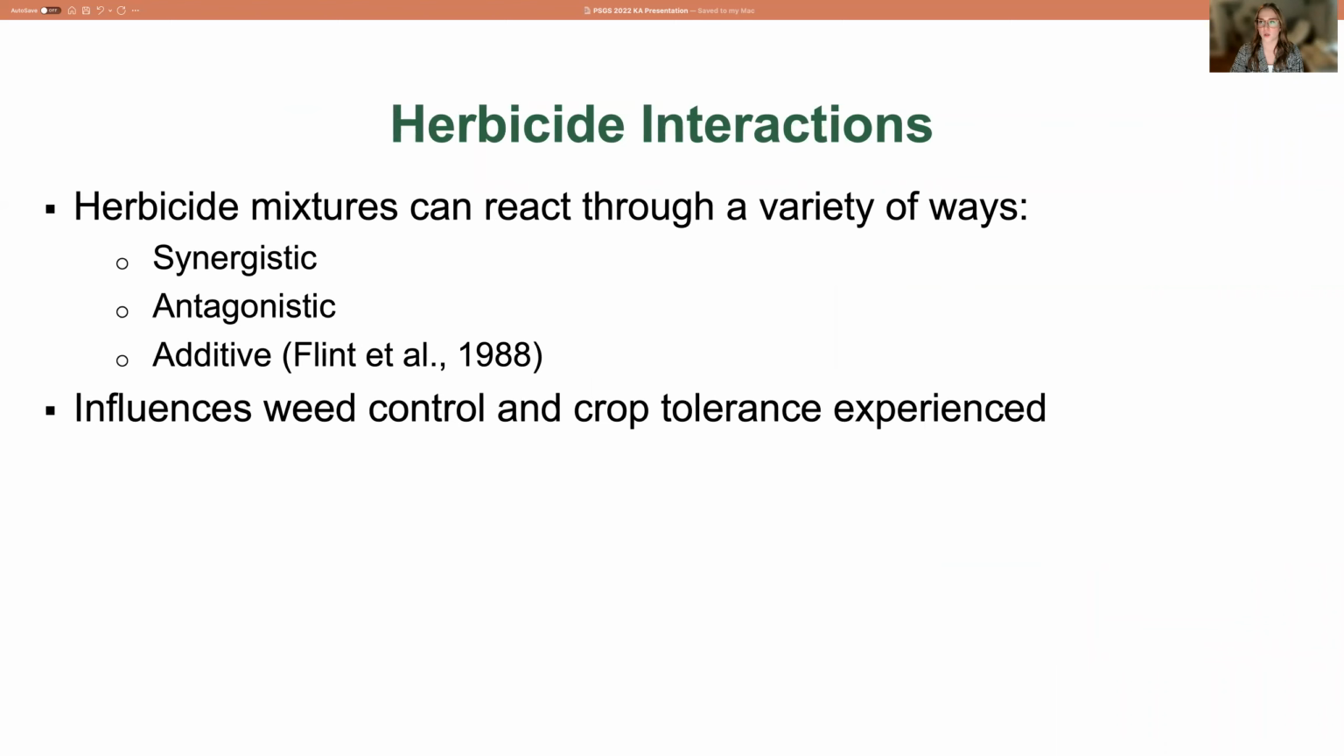Herbicide mixtures can react through a variety of ways, including synergistic, antagonistic, or additive, and they all influence the level of weed control and crop tolerance experienced. Antagonistic herbicide interactions have reduced efficacy and weed control. An example of this is Saflufenacil and clomazone. Synergistic interactions occur when the combined action of the two herbicides is greater than the predicted model. An example of this is Saflufenacil and metribuzin. And additive herbicide interactions efficacy is the sum of the activity of the combined herbicides. An example of this is Pyroxasulfone and sulfentrazone in sunflower.